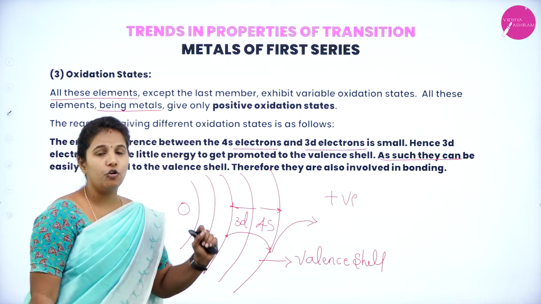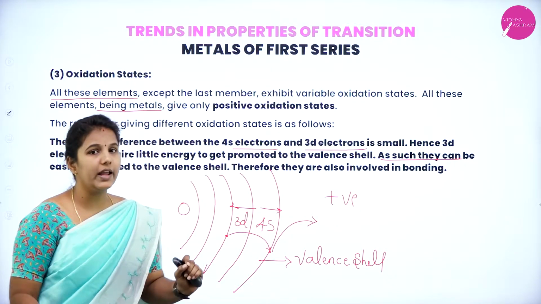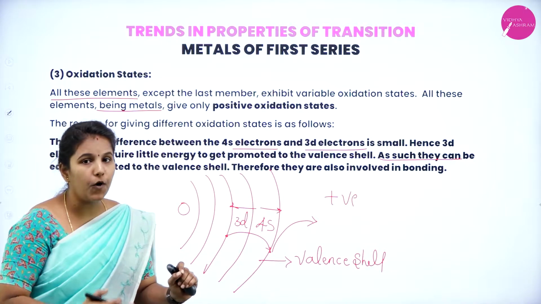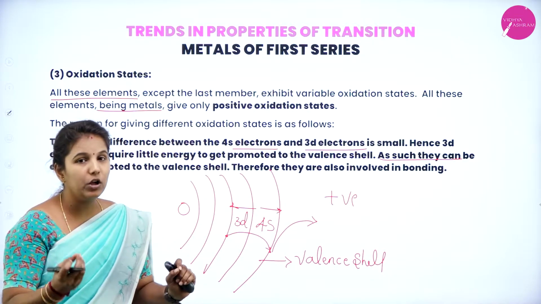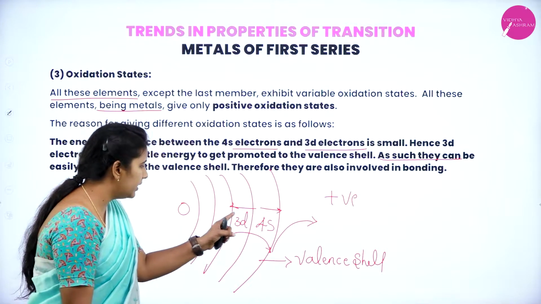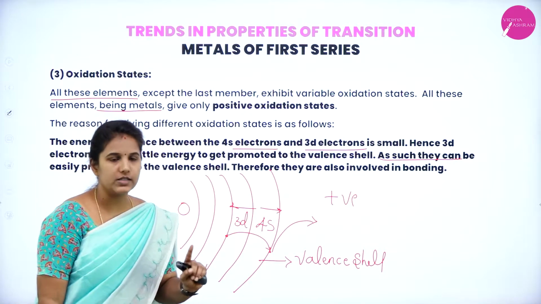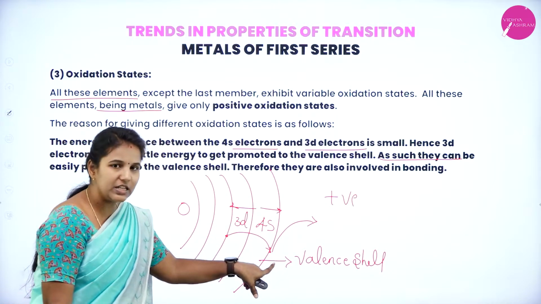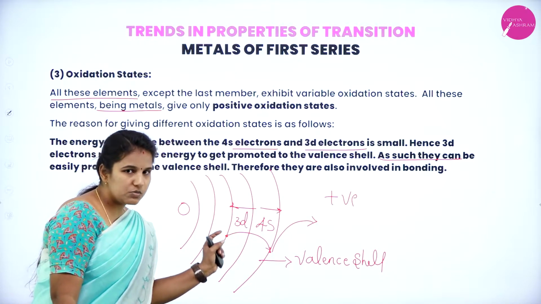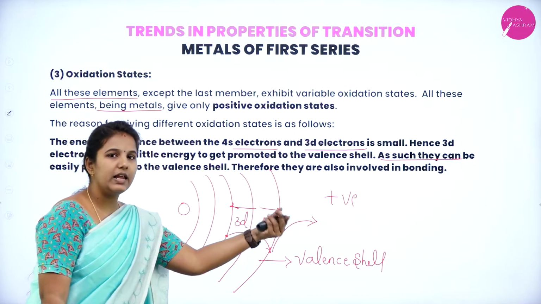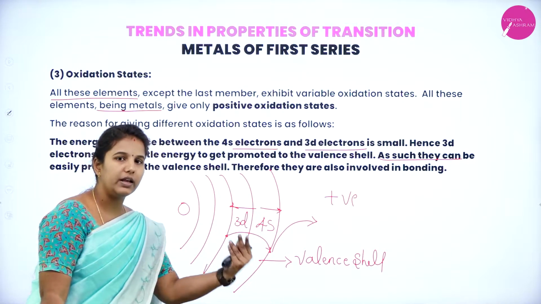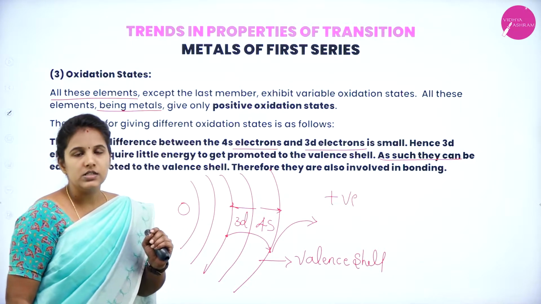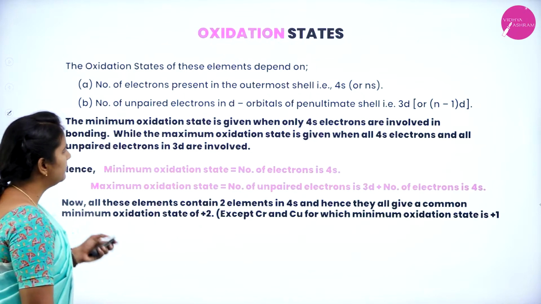That is why all these D block elements show the positive oxidation state, because of the small gap between the 3d and the 4s, where the electrons present in the 3d can easily jump to the 4s because of the small gap, and can easily be involved in bonding by donating their electrons. So hope you all understood this.